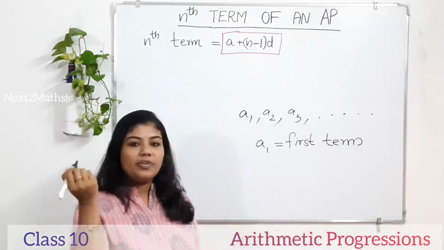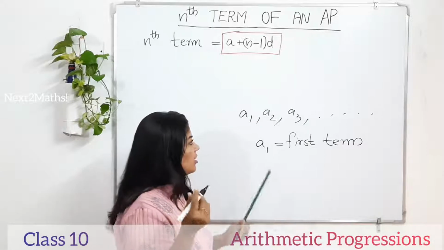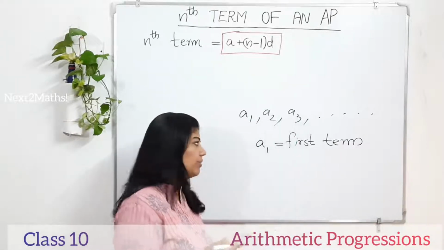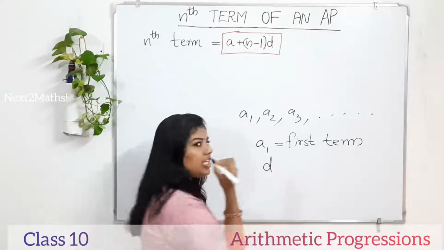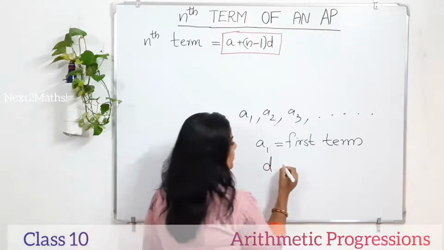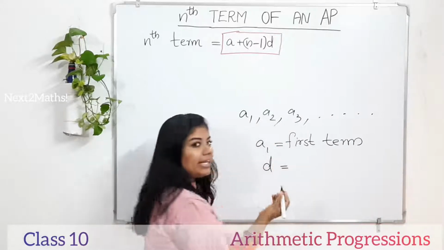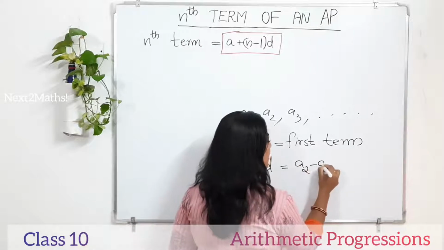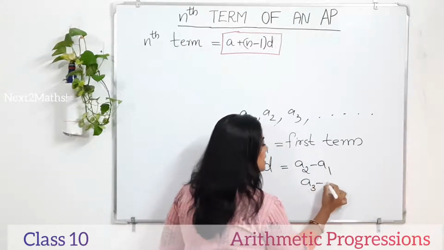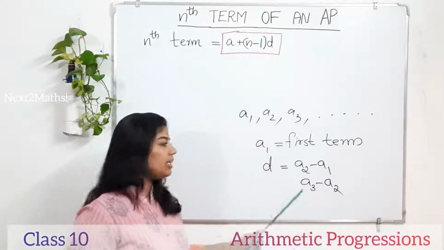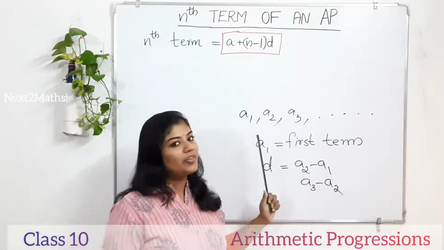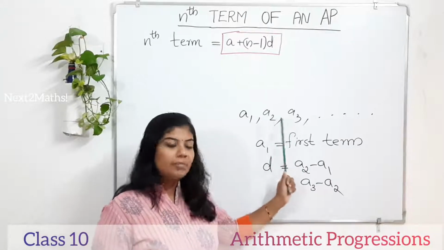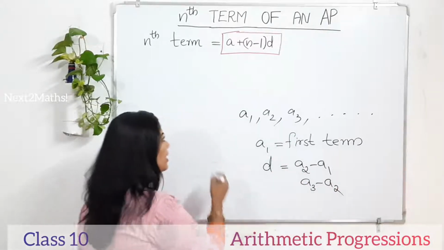Then, how to find a common difference? Just subtract the first term from the second term, the second term from the third term, like that. The common difference is denoted by the letter D. So, how will we get D? Second term minus first term, A2 minus A1, or A3 minus A2. Like that you will find, and if you are getting the same answer for both, you have a common difference, and if both differences are the same, then your sequence is an AP.